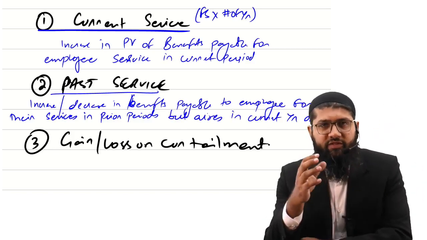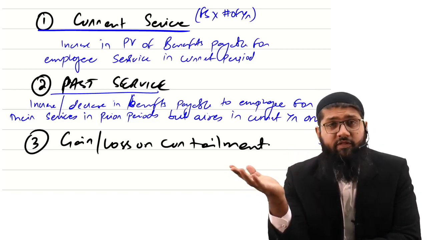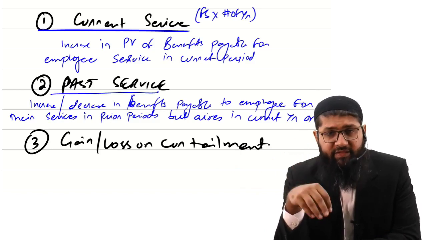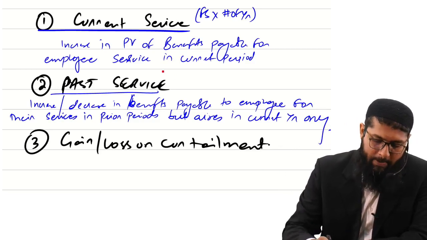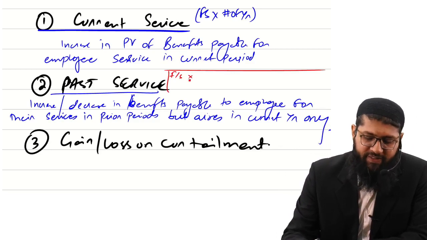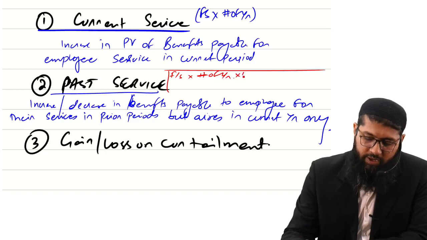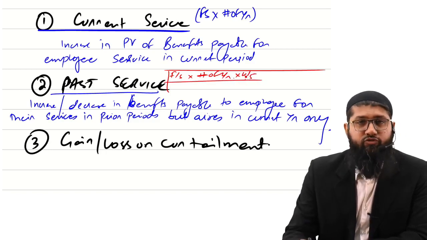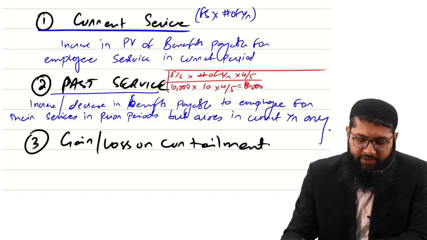So if there is an increase or a decrease in the benefits payable for the previous services of the employee, but that increase or decrease arises in the current year only, it is going to be considered as a past service cost. For example, you were giving an employee final salary into number of years of service into 4/5. So if an employee who is expected to have a final salary of 10,000 has worked for 10 years, multiplied by 4/5 gives you 80,000.